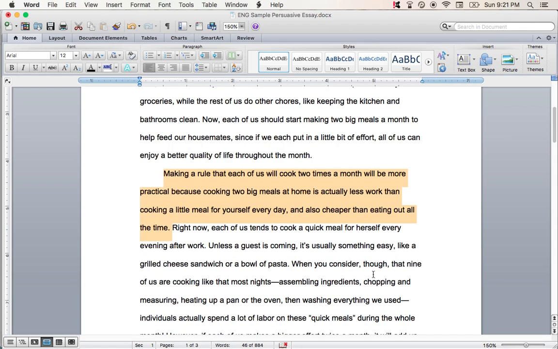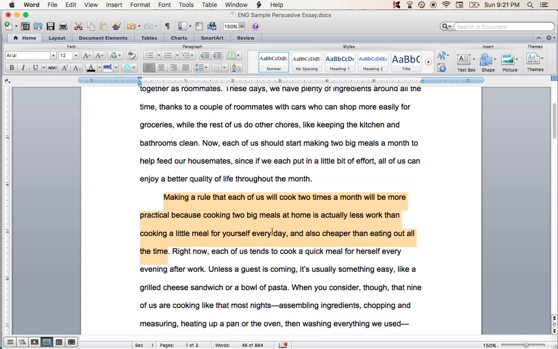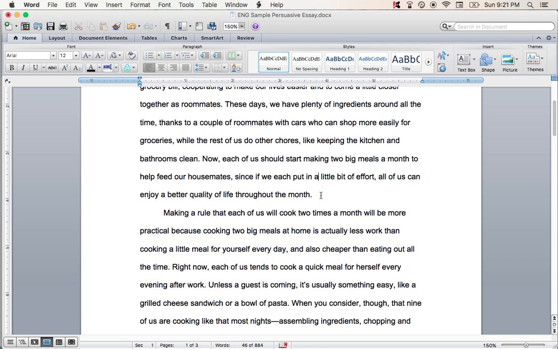And then the whole paragraph, including the topic sentence, is helping to explain or to prove that we should believe in the thesis statement. Each of us should start making 2 big meals a month to help feed our housemates, since if we each put in a little bit of effort, all of us can enjoy a better quality of life throughout the month. Now, a better quality of life is very general, right? It just means that life is better in some ways.